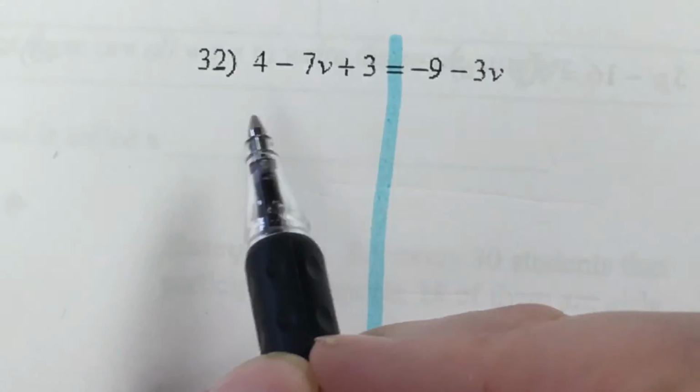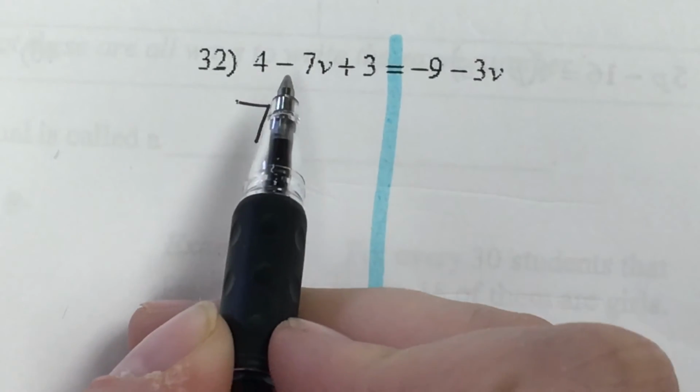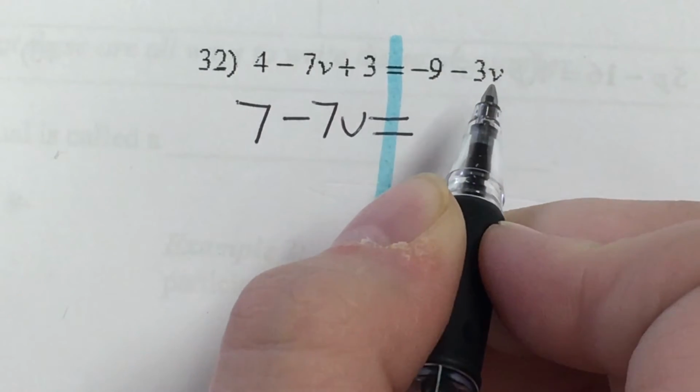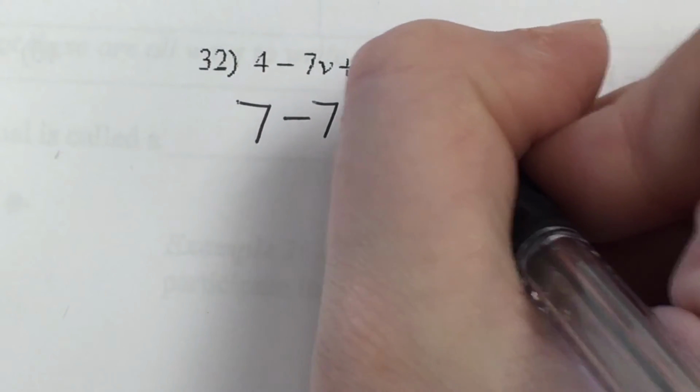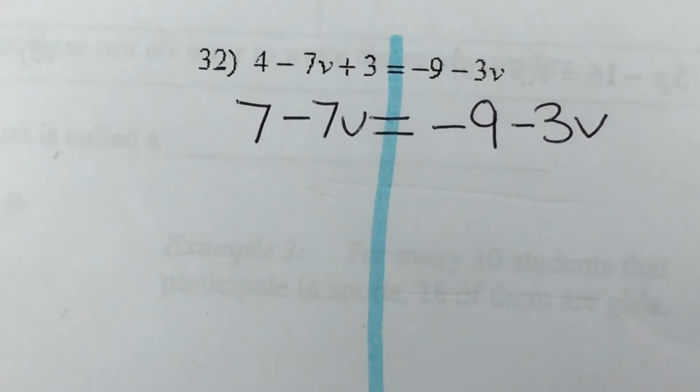And we're going to combine like terms. So we have 4 plus 3 on this side, which is going to be 7. And then minus 7v, there is no other like term, so minus 7v equals, on the right side, these two are not like terms. This has a variable and this one's a constant, so just rewrite it, -9 minus 3v. And from here, you're gonna solve.